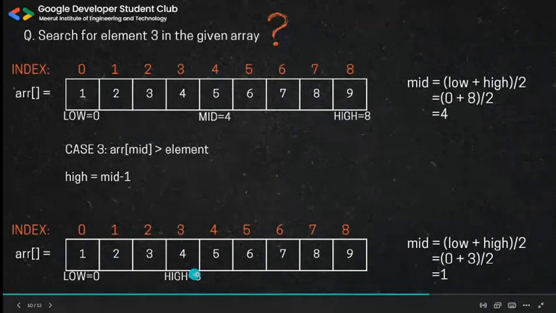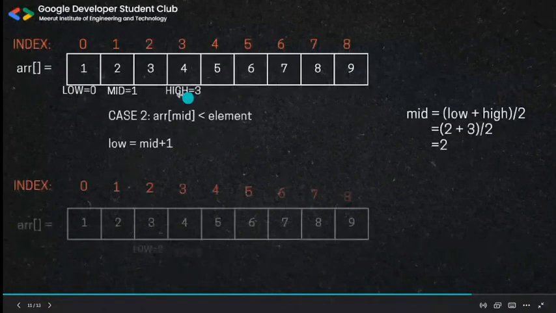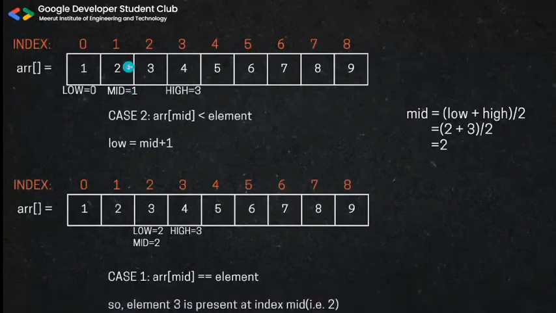So here we have high is equal to 3. Now we are again going to calculate the mid value, that is 0 plus 3 divided by 2 becomes 1. So we have mid value equal to 1. This time we have the element 2 over here, which we can see is smaller than 3. So this is case 2. Array mid is smaller than the element that we're looking for. So what we do? We update the value of low as mid plus 1. So mid over here is 1, so 1 plus 1 is 2. So low becomes 2.